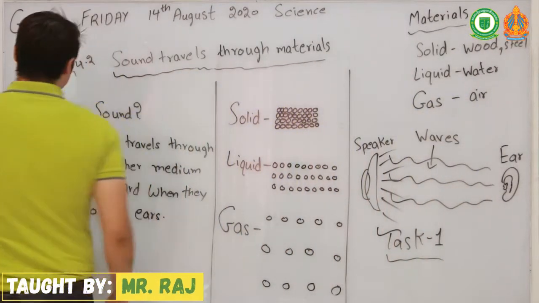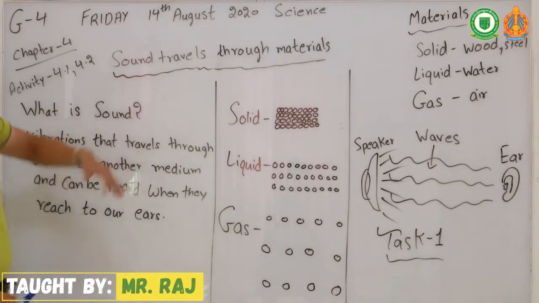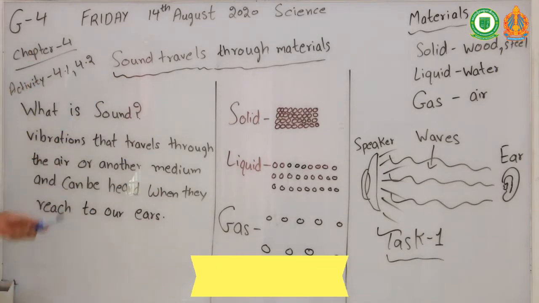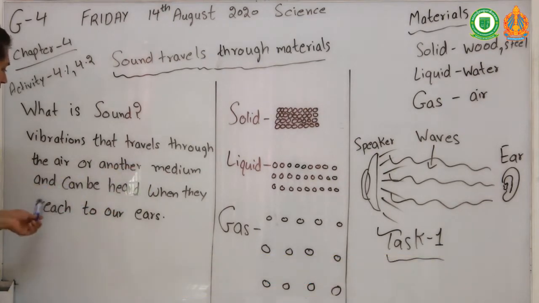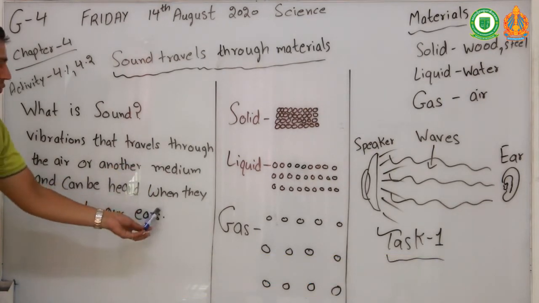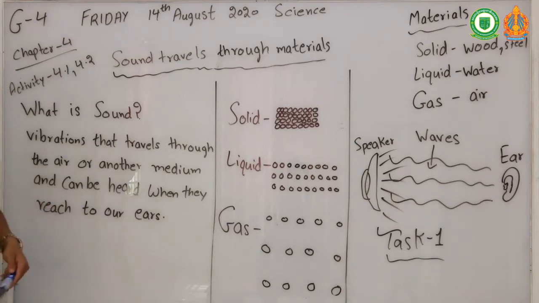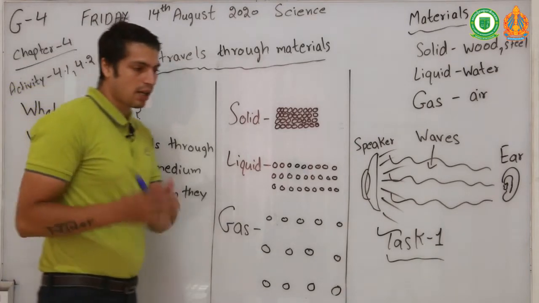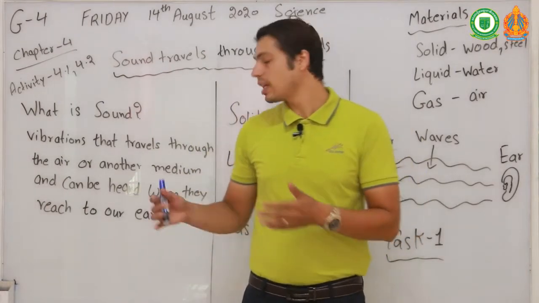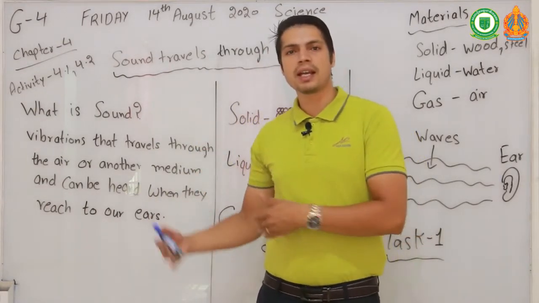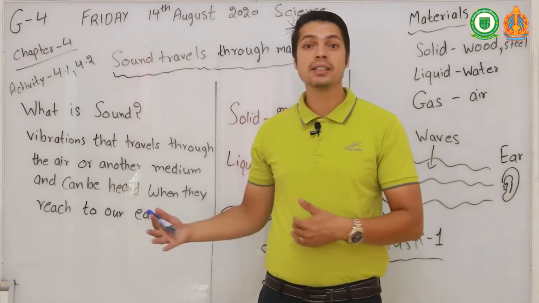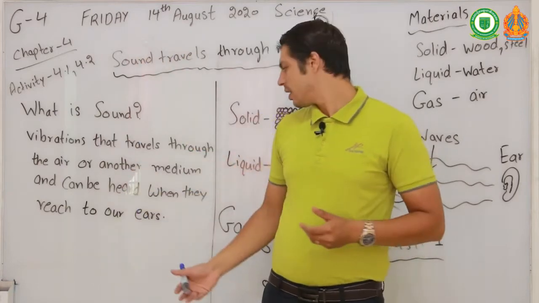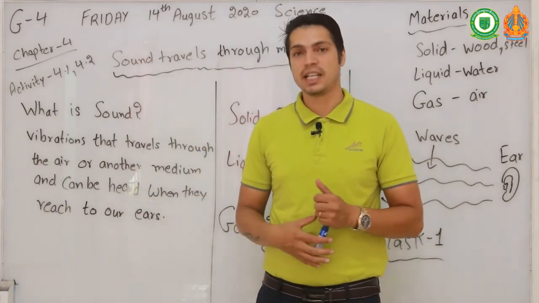So we are learning about sound. We should know what sound is. Sound is vibrations that travel through the air or another medium and can be heard when they reach our ears. Sound vibrations travel through mediums like air, gas and solid, and we can hear from far when they reach our ears.